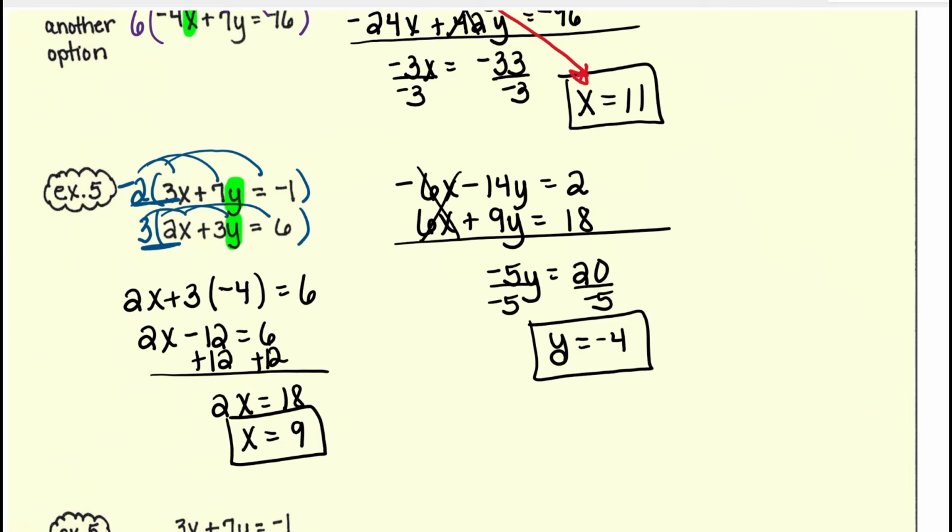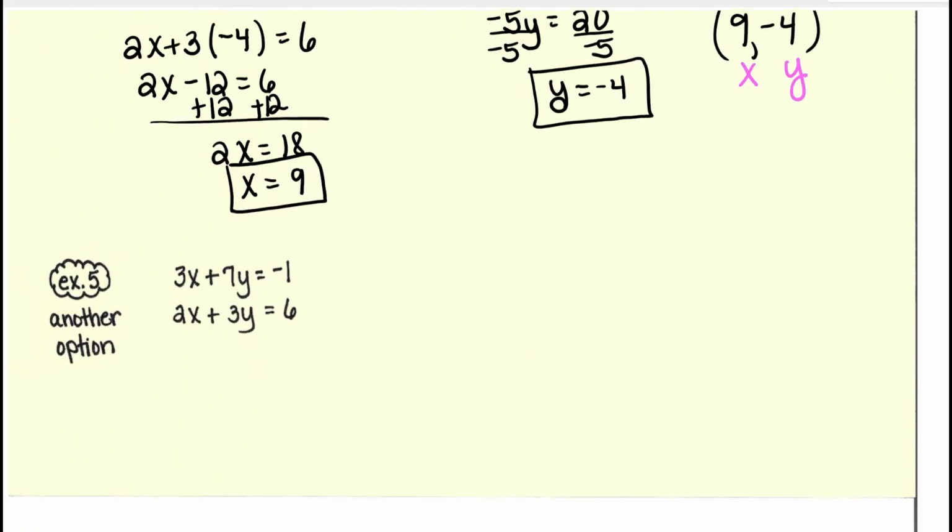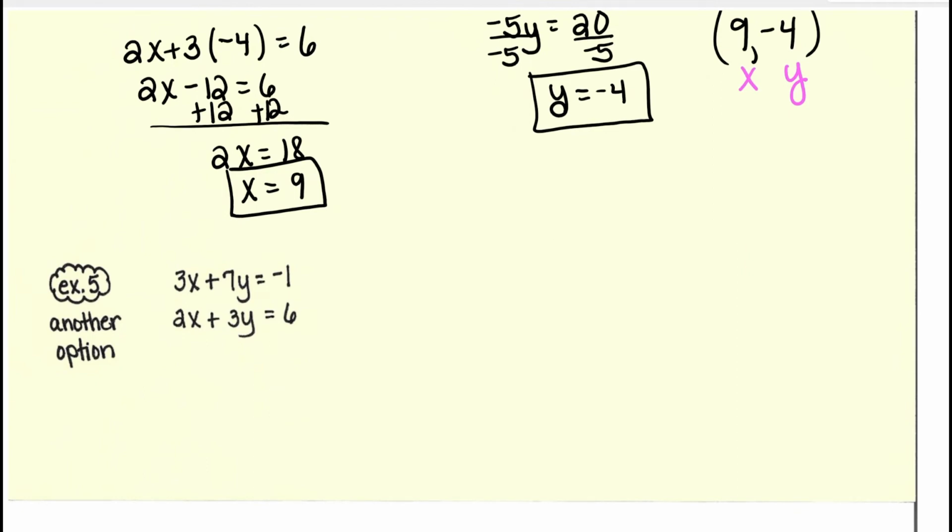Giving me the ordered pair, 9, negative 4, if your teacher likes it that way, with the x coordinate first and the y coordinate second. All right, there are other options on this one, so I wrote it again, just in case you wanted to go a different route. If I did not want to eliminate the x's, I could have chosen those y's.